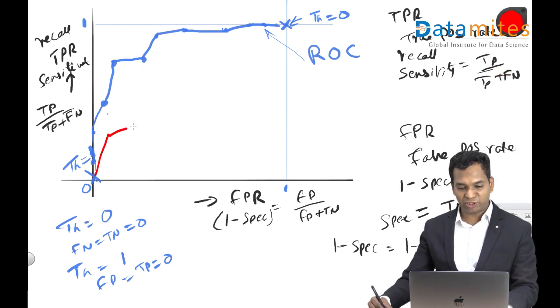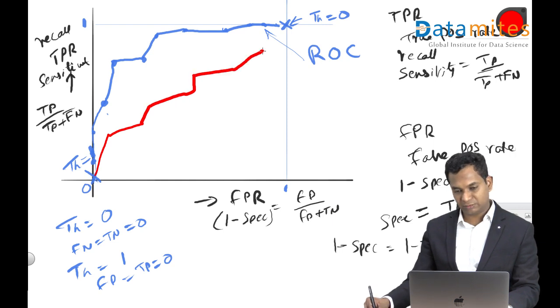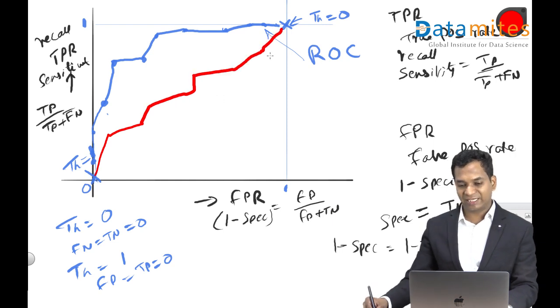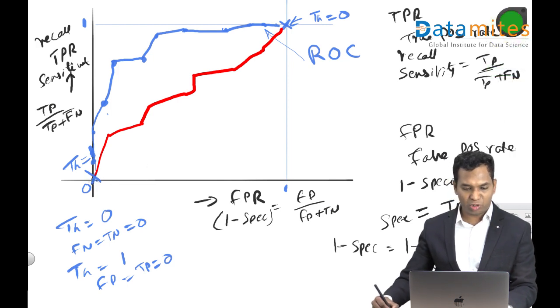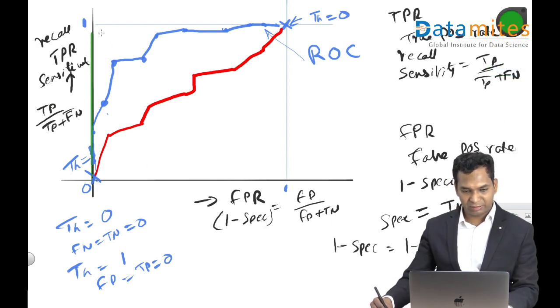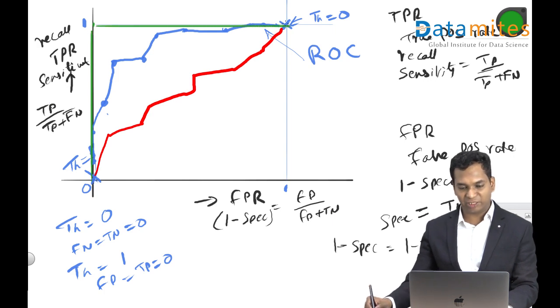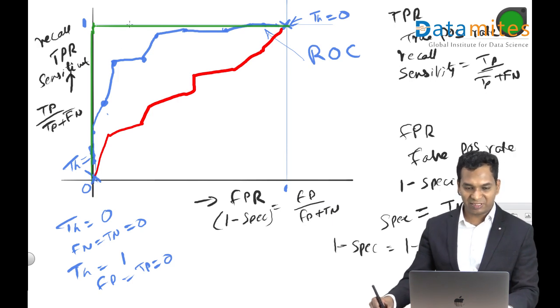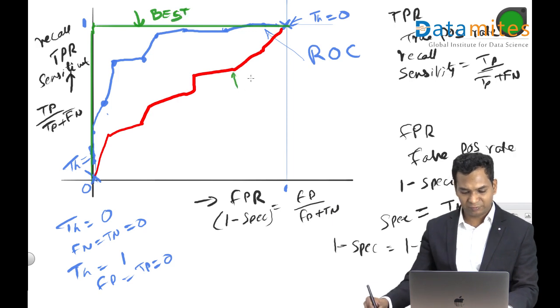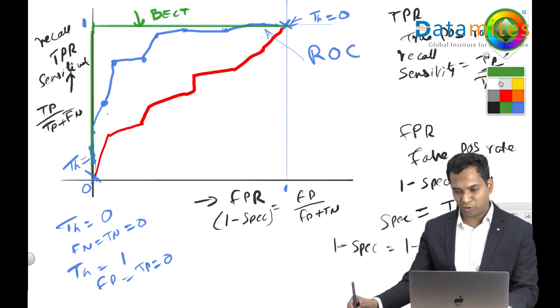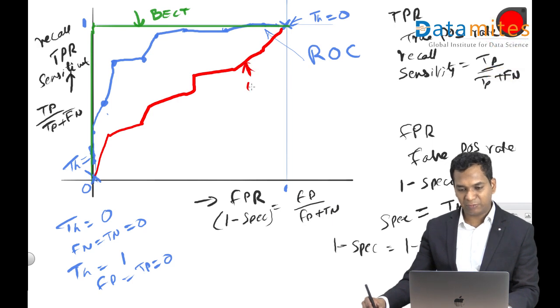So a very bad model might have a threshold like this. Sorry, the ROC curve like this, and a good model, which is almost like a perfect model, like you have 100% accuracy and no misprediction, will have this. So this is the best ROC graph, and this is almost random. So you can take it as a very bad model.